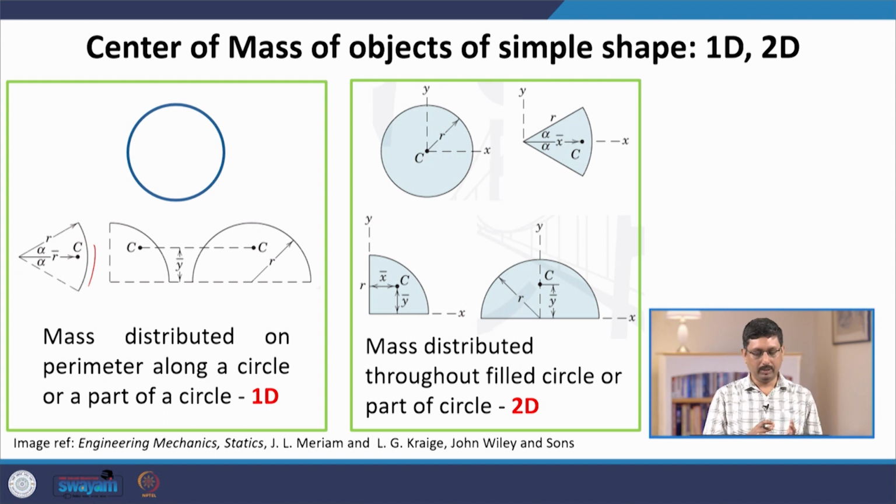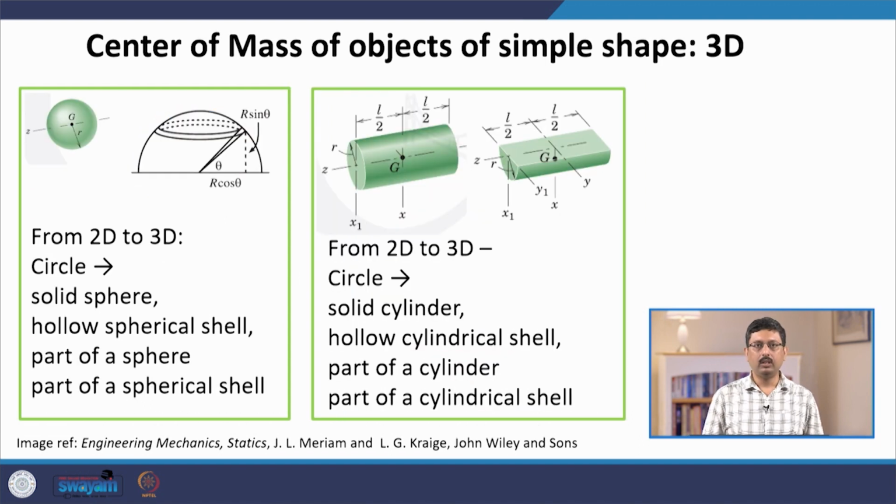Then the 2D version is that if the circle is filled, instead of a ring, we have a plate or a disc, so we can have a mass distributed throughout a filled circle, or a half circle, or a quarter circle, or a slice of a circle. So, these are objects of simple shape in 1D and 2D for which we can calculate the center of mass relatively easily.